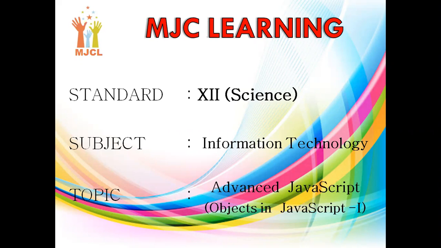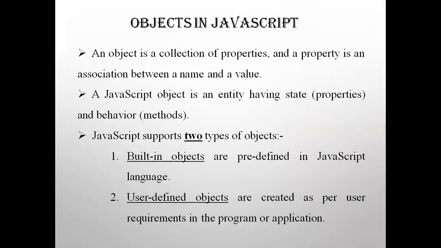In today's session, we will be learning about objects in JavaScript, Part 1. We have learned that JavaScript is an object-based scripting language. Almost everything is an object in JavaScript. An object is a collection of properties, and a property is an association between a name and a value.